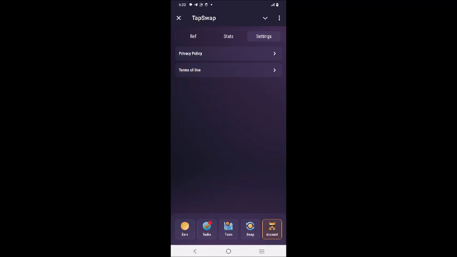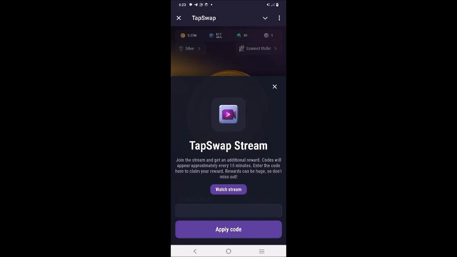The goal of airdrops is to increase awareness and get more users engaged with the project. For participants, it's a way to accumulate free tokens, which can often increase in value once the token is listed on exchanges. Now, let me take you through the step-by-step guide on how to make money with TapSwap airdrop.